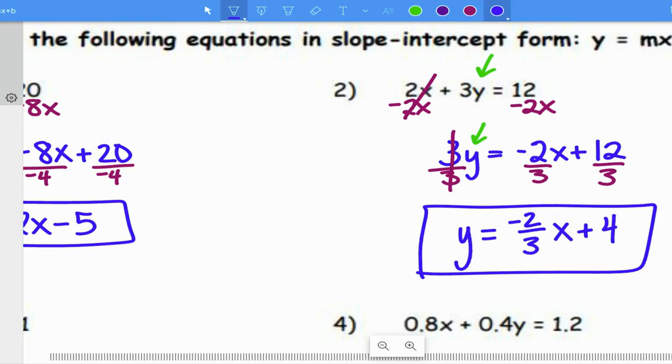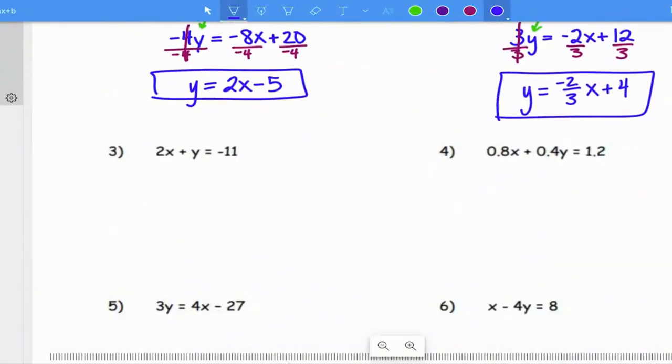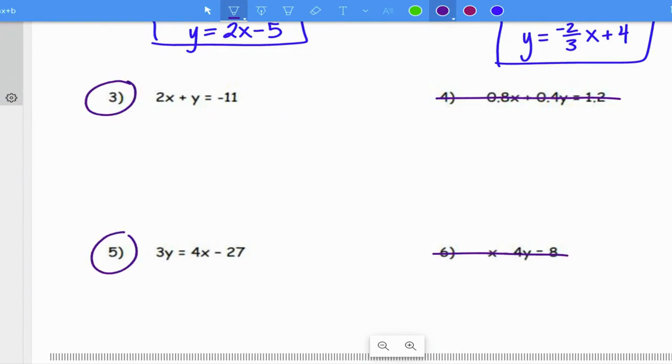All right, if you're good with that, you can stop there. If you'd like to do just a couple more, I would say let's try number 3 and number 5. Pause now and try them on your own. We won't worry about this one. I'm not going to do the decimal one. So try 3 and 5. Pause it, try them, and then check it.